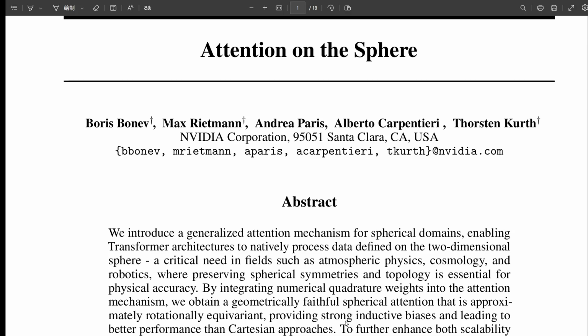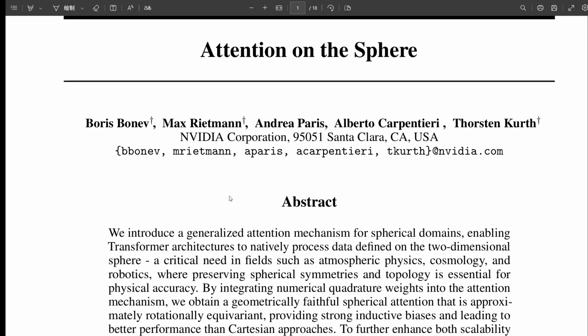Right, the mismatch. Because our standard AI models, even really powerful ones like transformers, are fundamentally built for flat Euclidean space. They just aren't designed out of the box to handle the specific geometry and symmetries you find on a sphere. If you try to force spherical data onto a flat map, you get distortions, you lose information, especially with curvature. Precisely, which leads us nicely into the research we're diving into today, "Attention on the Sphere."